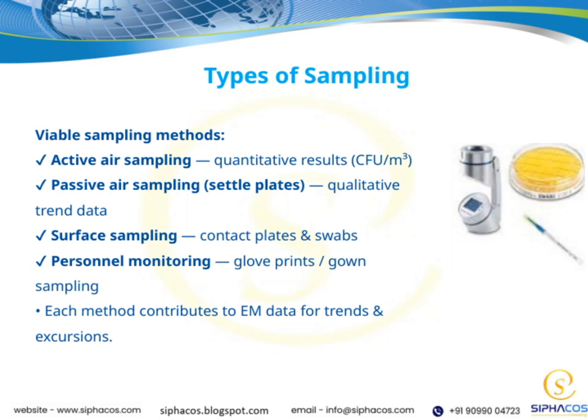Additionally, personnel monitoring plays a crucial role. Using glove prints or gown sampling helps us evaluate how personnel might be contributing to microbial presence in the environment. The key point here is that each of these methods contributes valuable data, whether it's spotting trends or detecting excursions. When combined, they give us a comprehensive picture of the environmental microbiological status, which is essential for maintaining a clean and compliant environment. This integrated approach helps us make informed decisions and ensure the integrity of our processes.